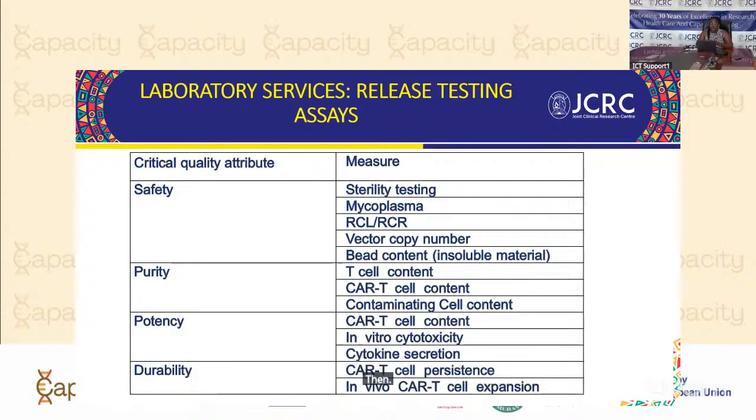Then, of course, you look at purity, because the purer it is, the better. Then you look at, if it's T cells, how many of them have now become CAR T cells. You look at in vitro cytotoxicity, cytokine secretion. Those are functional assays to see that these cells are actually functional. And then also you can look at persistency of these cells and also T cell expansion.